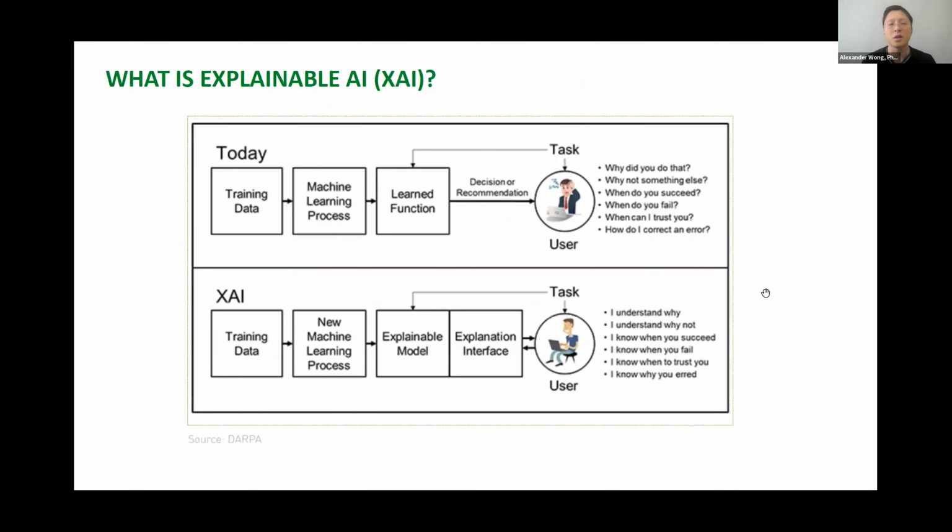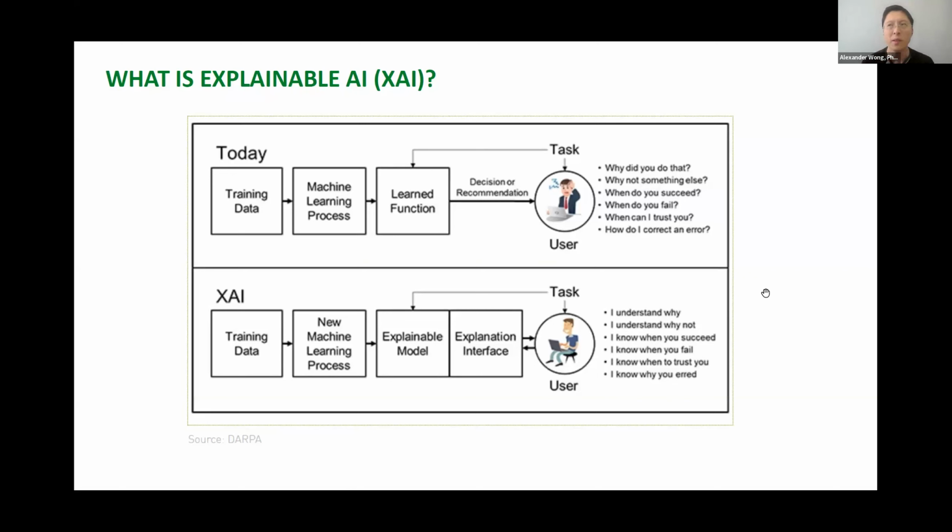So let's talk about the notion of explainable AI first. On a high level, today most of our AI algorithms, especially in machine learning, are based on the notion where we have training data. There's a machine learning process. It learns from the data and creates a machine learning model, which we call here the learned function, which makes a decision and a recommendation to a user. But the problem with this is that it has a very black box nature around it.